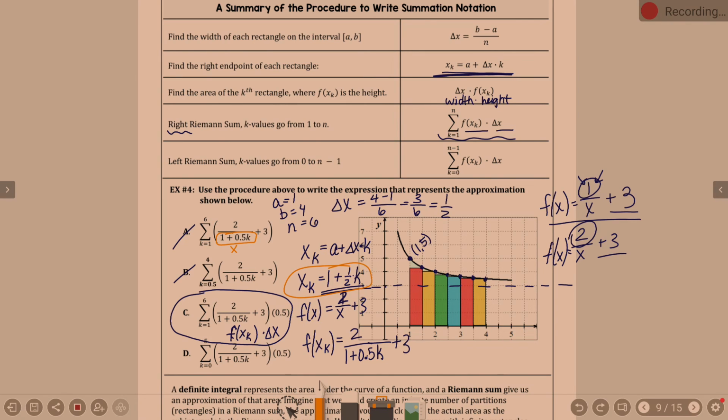Yes? I don't understand. Like the 6 part. From 1 to 6 is 6 values, and we had 6 partitions, 6 rectangles. Because that's how many things are we summing? We would be summing 1 to 6 are the values to plug in, and that's 6 things representing the 6 rectangles. Okay? Kind of? A little bit? Got it? Okay. So if this was left-handed, it would have been D.